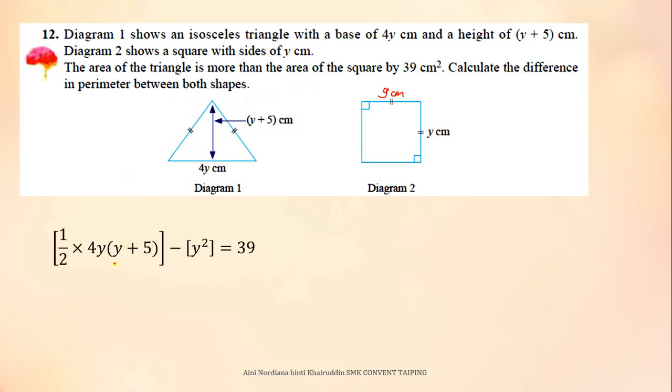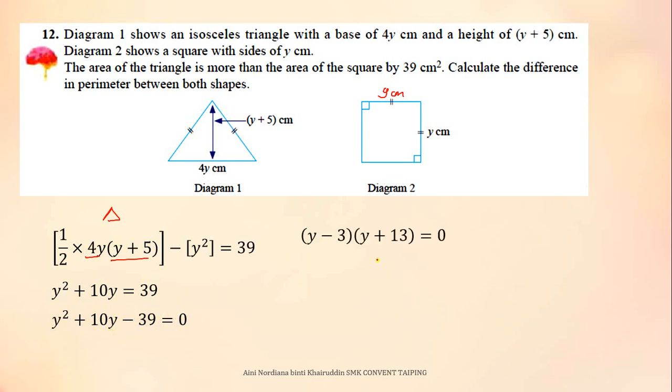Since the question states that the area of the triangle is more than the area of the square by 39, that means the area of the triangle minus the area of the square is equal to 39. So this is the area of the triangle, 1 over 2 times base times height, minus the area of this square. So y squared equals 29. Then we solve this and write it in the general form of a quadratic equation.